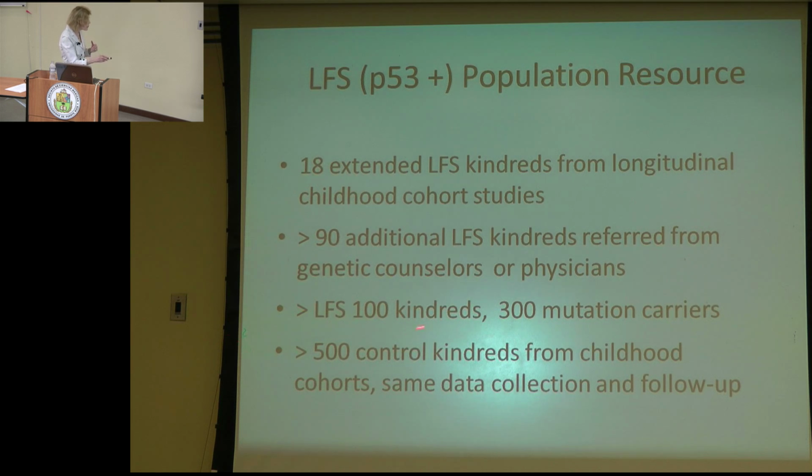So we have a total of well over 100 kindreds, over 300 mutation carriers, and in addition we have over 500 control kindreds from these childhood cohort studies where we collected the data long ago. We have followed them over time, so we can use these in the control families to look for different ages, different tumor types, and so forth, with the same format of data collection.